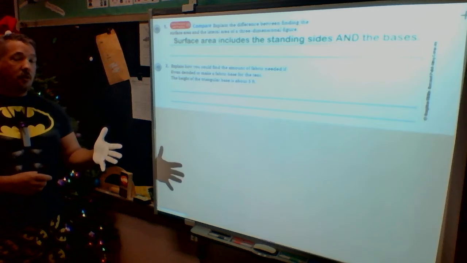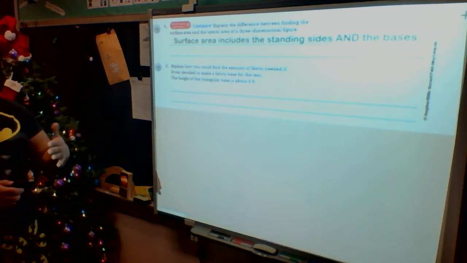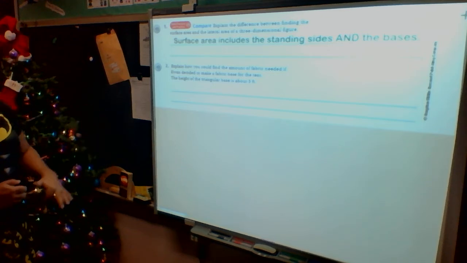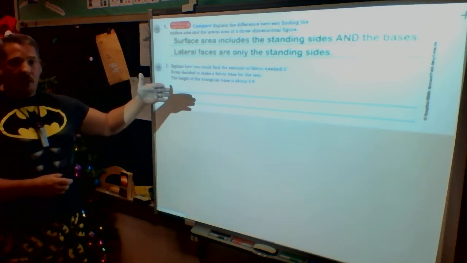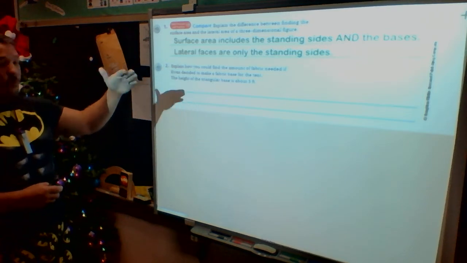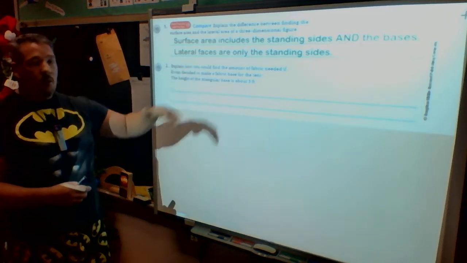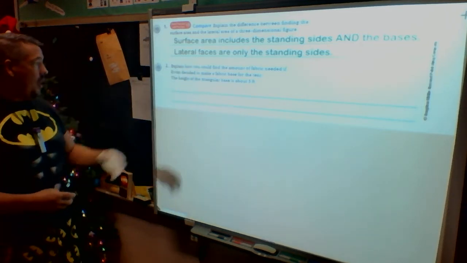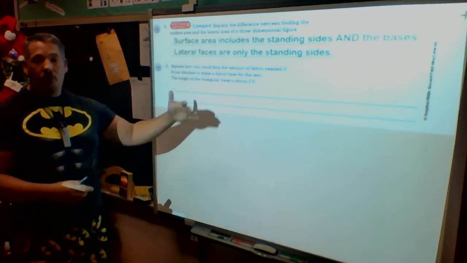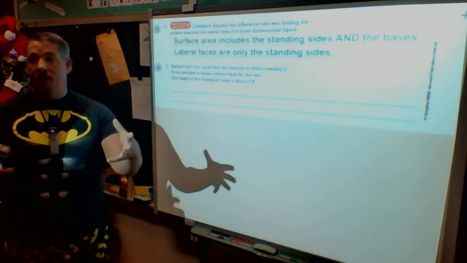And then if you need to pause as I go on, please pause it and then we'll do the second sentence. The second sentence then is lateral faces because it tells me to explain the difference, so I have to include both parts. Lateral faces are only the standing sides. So lateral area or the lateral faces is just the standing sides, so I would take the base out.